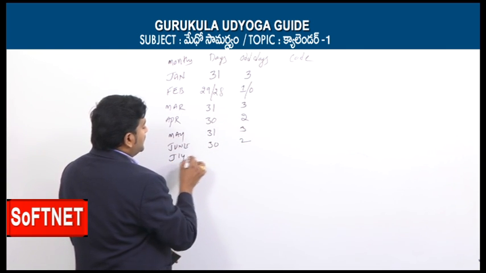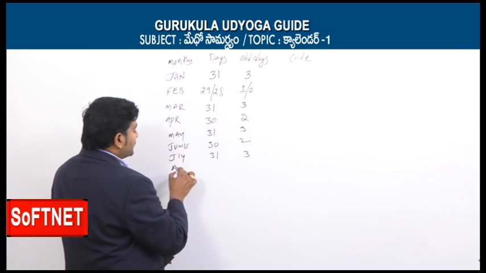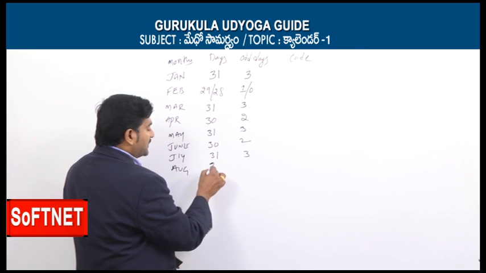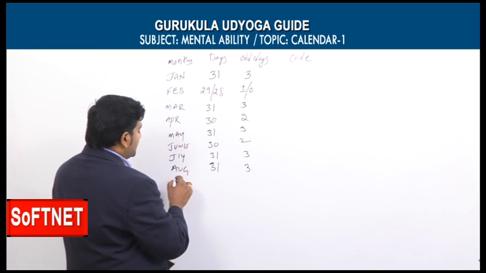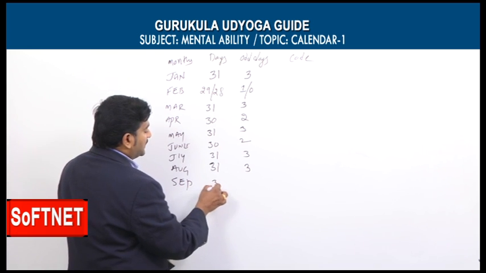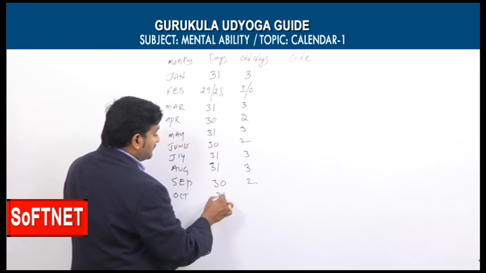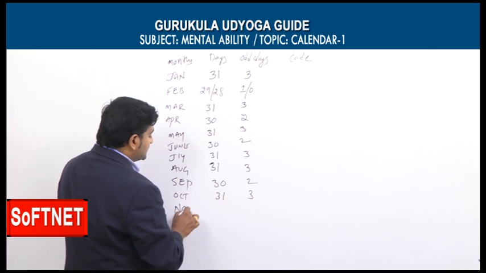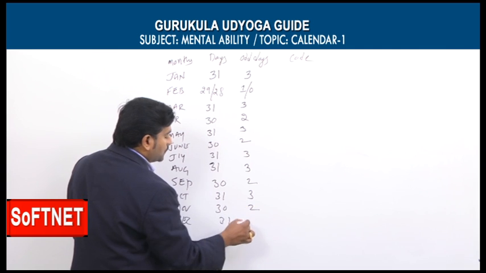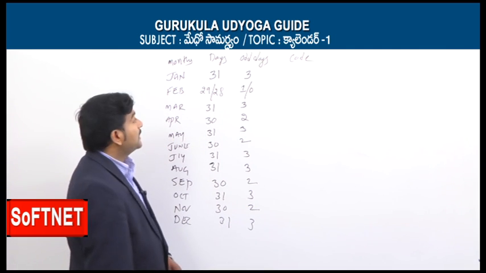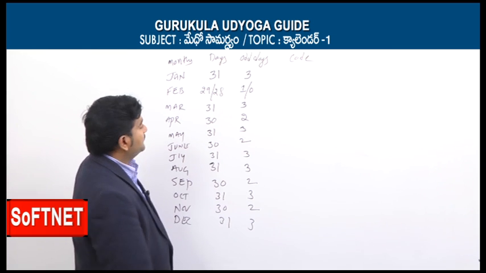If we talk about July, it has 31 days, that's why 3 odd days. August also has 31 days, that's why we have 3 odd days. September has only 30 days. October has 31 days. November has 30 days, December has 31 days. That's why here 2 odd days, here 3 odd days. These are the corresponding months, days and the corresponding odd days in each and every month.